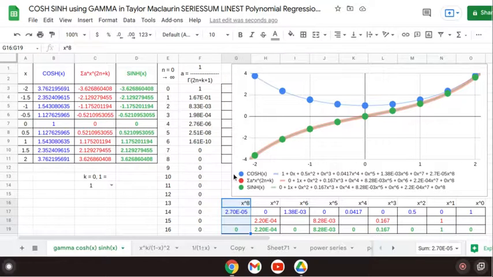This completes the use of the Taylor-Maclaurin series sum function and Linest polynomial regression to generate a trend line and trend polynomials of hyperbolic cosine and hyperbolic sine using the gamma function.